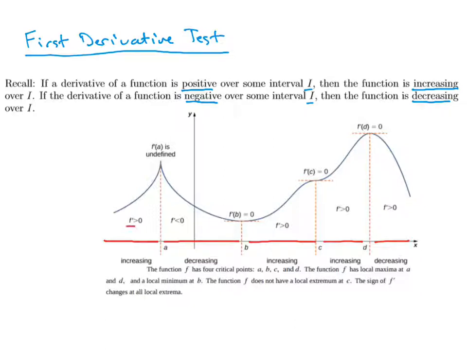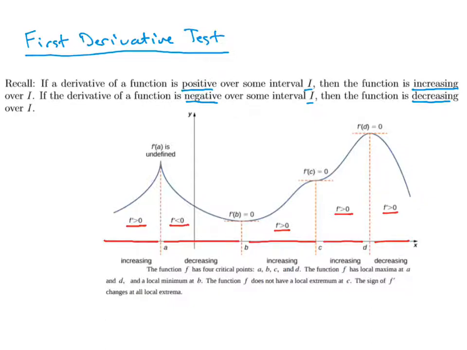So in the first interval, the first derivative is greater than 0, and we can see that the graph is increasing. Between A and B, the derivative is less than 0, the graph is decreasing, and then so on. So whenever the derivative is greater than 0, the value of the function is increasing. And when the derivative is less than 0, the value of the function is decreasing. So a couple things to note.